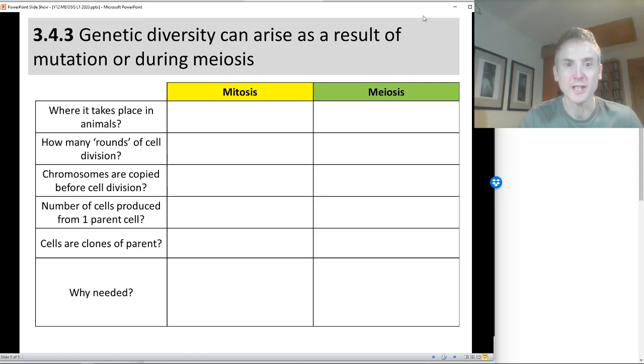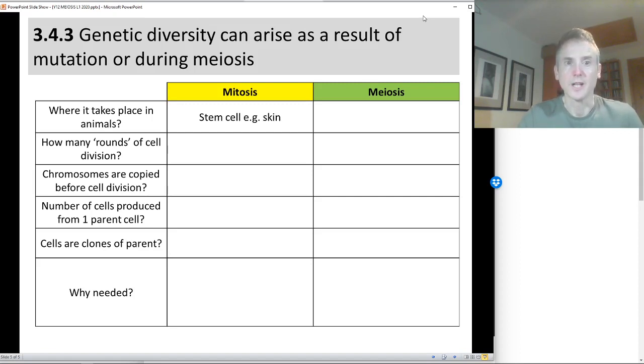Anyway, mitosis. Again, this is GCSE knowledge. So mitosis, where does it take place in animals? The main mistake people make here is they say everywhere. Now, my brain cells are not doing mitosis, okay? So I need to be careful. And this is where I would say, the part of my body that is repairing itself.